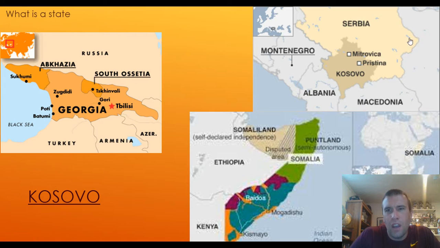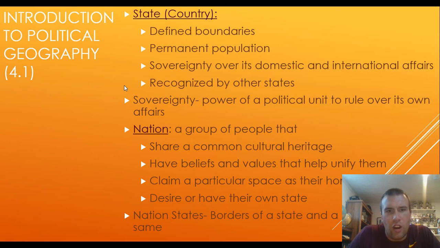Other ones, Kosovo. Basically, most people recognize it except Serbia, and therefore Russia doesn't either. How about Somalia? Somaliland, they have self-declared independence and has basically been functioning as a state for a long period of time. How about this one? South Ossetia. Russia claims it's a state, Georgia does not. In other words, it's really hard.